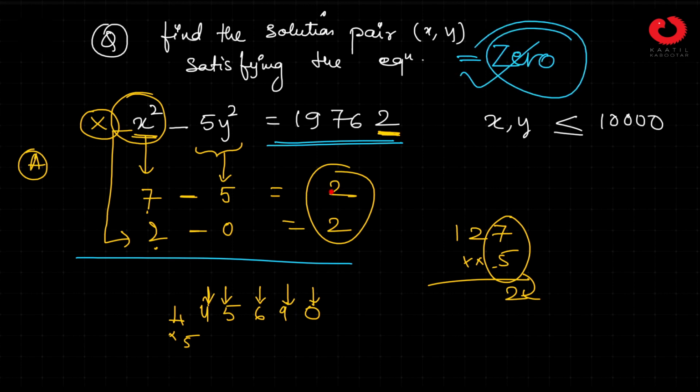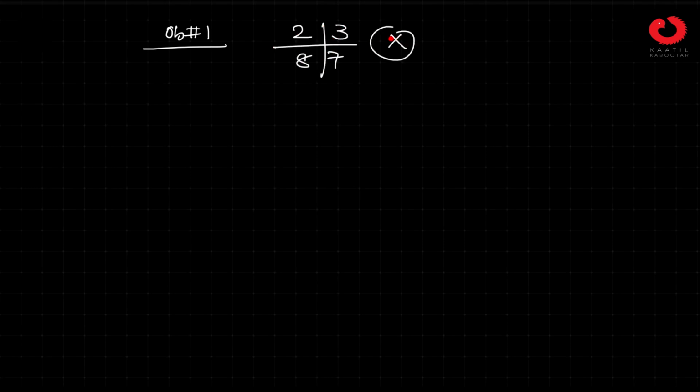So you can see that the very first observation we made, that any x square cannot end with 2, 3, 7 or 8, can help us in solving the question. Now, observation number 1 was that 2, 3, 7 and 8 are not there as the last digit of x square.